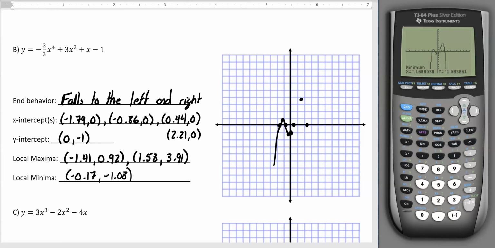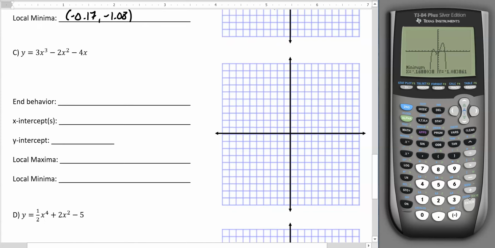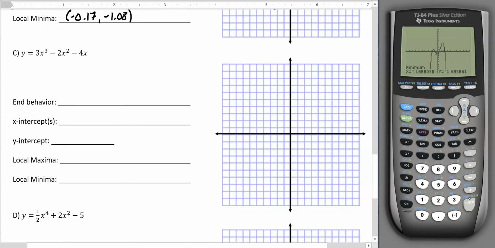Just playing a fun game of connect the dots. Remember, we want smooth curves. And there we go. There would be a graph of this polynomial. All right, a couple more and then we'll call it a day. Again, if you want to go ahead and pause and try C on your own, you're welcome to. But let's see how it checks out here.